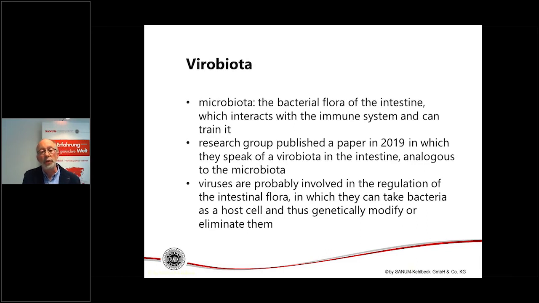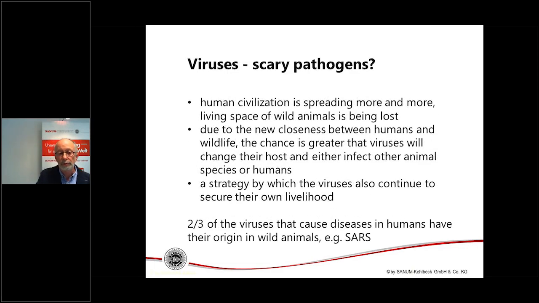But we often associate diseases with viruses. Viruses, scary pathogens. Two thirds of the viruses that cause diseases in humans have their origin in wild animals. Why is that? Human civilization is spreading more and more. The living space of wild animals is being lost. The animals adapt more and more to the human living space. The contact between humans and wild animals becomes closer.